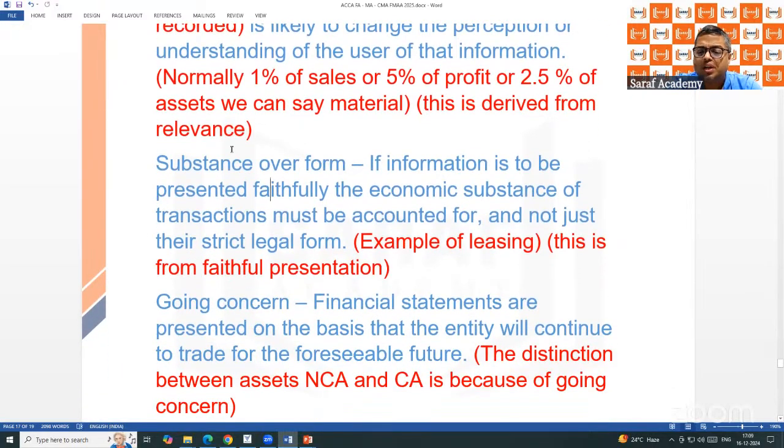Substance over form. Accounts are not prepared on the basis of legal or illegal things. Suppose I have taken these assets on rent. I am not the owner. Still, I will record the asset in the balance sheet. Why? Because during the rental period, I have the control. I can use the asset the way I like. I have the control over the usage.